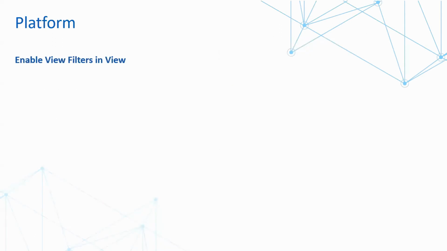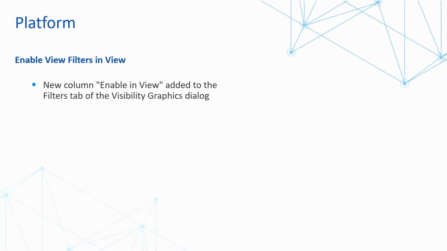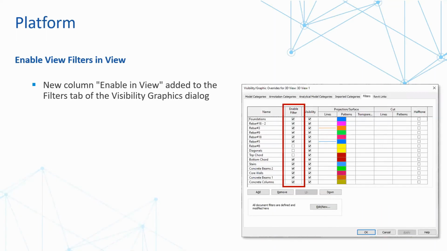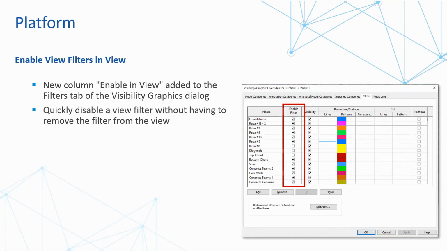Other items updated as well is your view filters. So if you, like me, use the visibility graphics box, a new column, enable in view, added to the filter tab has been done. And this looks like so with an enabled filter column within the filters dialog box. So what does this do? Well, we can quickly disable a view filter without having to remove the filter from the view itself.